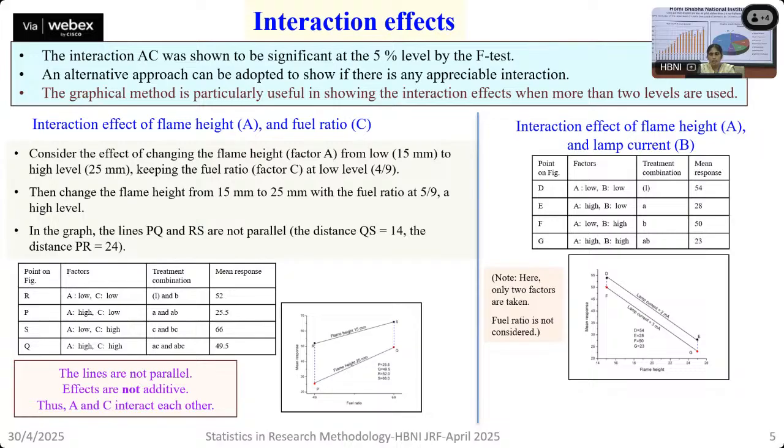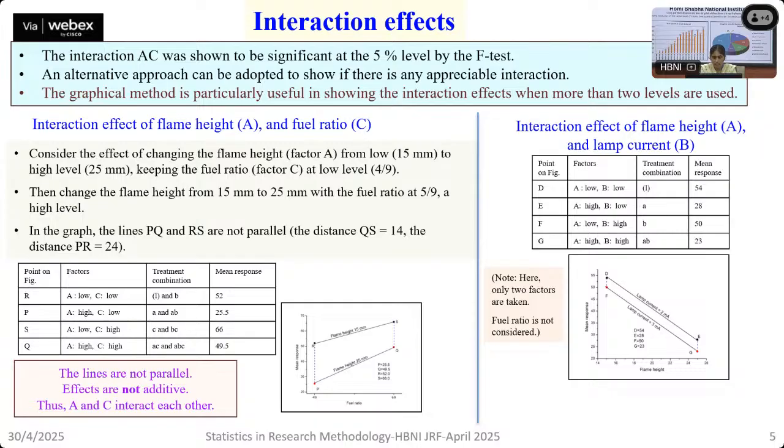Another example in the same context: we can see whether the flame height and lamp current have inter-factor interaction or not. The same way as we proceeded for A and C, we can see between A and B, flame height and lamp current. Similarly, graphically, we can represent it. Since both are impacting the absorbance adversely, you can see the line has a negative slope, and as you go from low to high value of the flame height, you again see a decrement in the value at each and every point of the output graph.